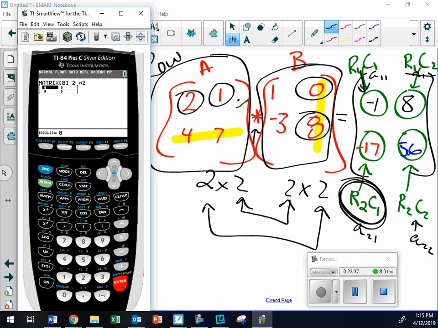1, 0, just like you're reading a book. -3. Make sure you use the negative key and not a minus. Every year there's some kid who does a minus, and then the matrix fails. You have to use the negative key. -3 and 8.